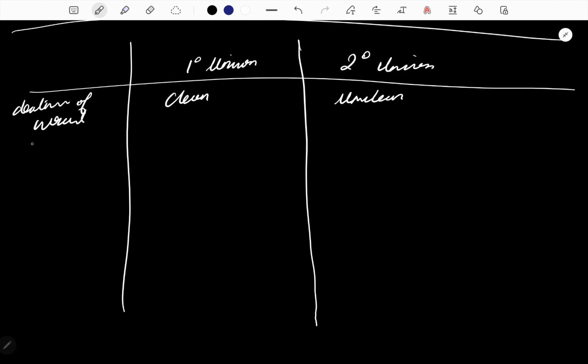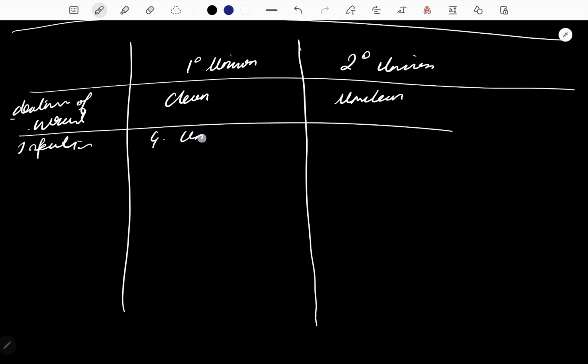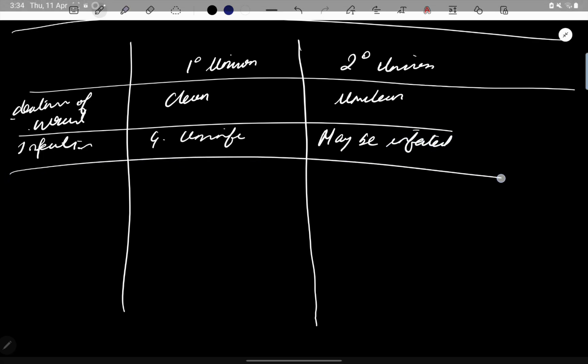infection would be more. The first was cleanliness of wound, the second is infection. In primary union, the wound would generally be uninfected. Remember, this one is the blade injury, the primary union, and this one is the secondary union, which was like the boy who fell from a speeding bicycle. So in secondary union, the wound is generally infected. In more suitable words, it may be infected, may cause infection.